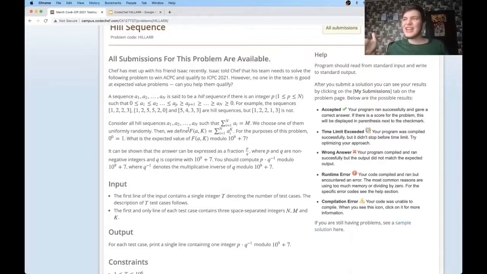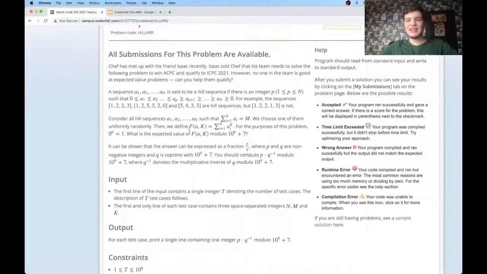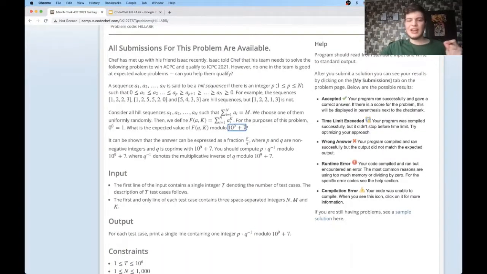It may sound kind of complicated, but the main idea is that you look at all sequences that are hill sequences, have length n and have sum of the elements m. And after that, for every sequence, you compute the sum of every element to the power of k. You write down all of those values in a list or something like that, and then you just average them out. That's pretty much the problem. And you're interested in finding this value modulo 10 to the 9 plus 7.